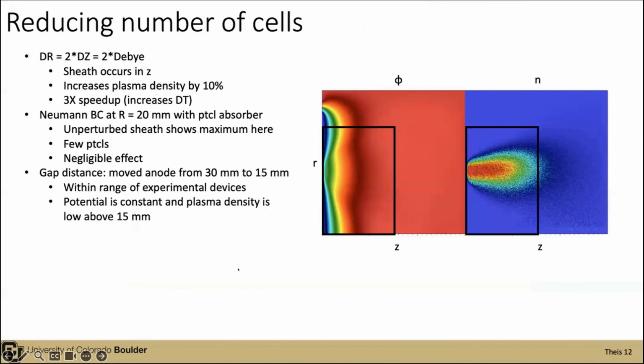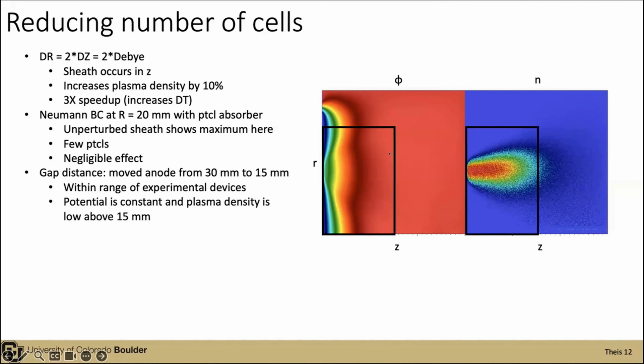Then the main goal is to reduce the number of cells and therefore the number of particles as well. First thing I do is I increase DR by a factor of 2 compared to DZ. This is commonly done in PIC simulations of magnetron discharge. It's motivated by a couple of factors, but clearly strong variation in the fields occurs along Z in this sheath. It does increase the plasma density again by about 10%, but it results in about a 3 times speed up in the simulation. And again, that's due to many fewer particles due to this smaller domain and the fact that we can increase DT because DT is limited by DR for these 2D RZ simulations.